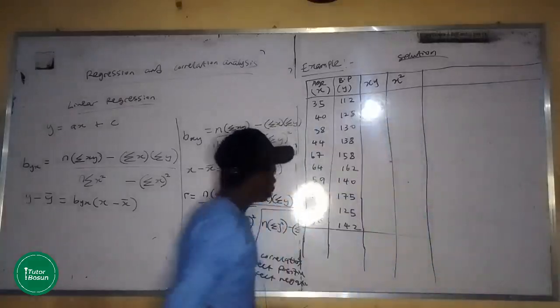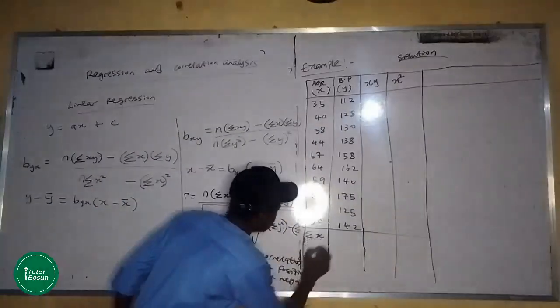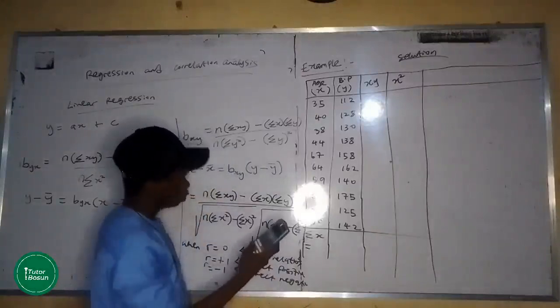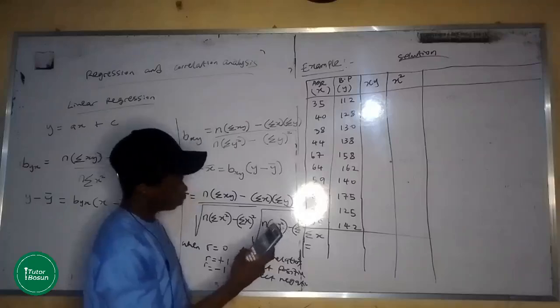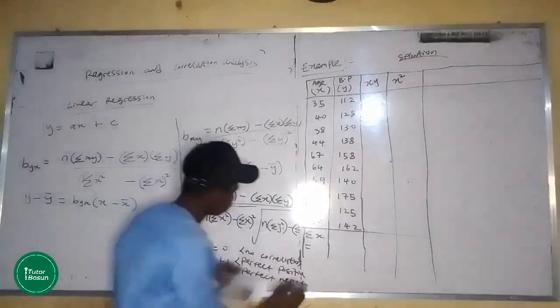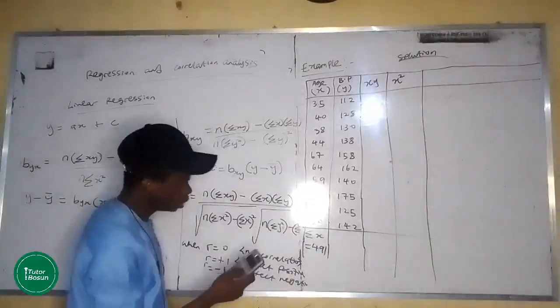So let's begin our analysis. So we need summation X, which is equal to the sum of this. So if we add everything together, what will we be having? We have 35 plus 40 plus 38 plus 44 plus 67 plus 64 plus 59 plus 69 plus 25 plus 50 plus 50. That's 491. Our summation X is 491.